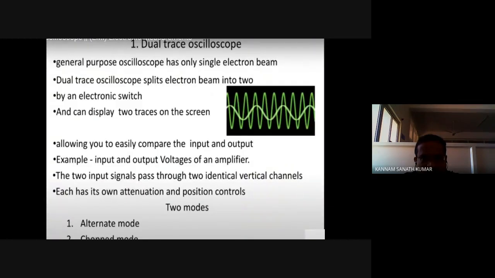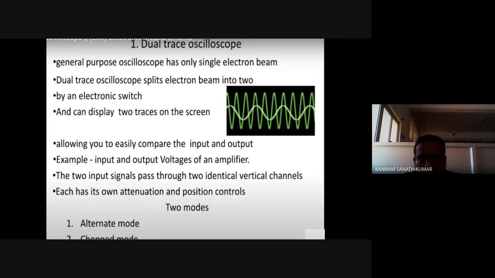Same thing, dual trace oscilloscope. These are the two waves. If you want to compare these two beams, we can use this dual trace oscilloscope. What will the dual trace oscilloscope do? It will split the electron beam into two.